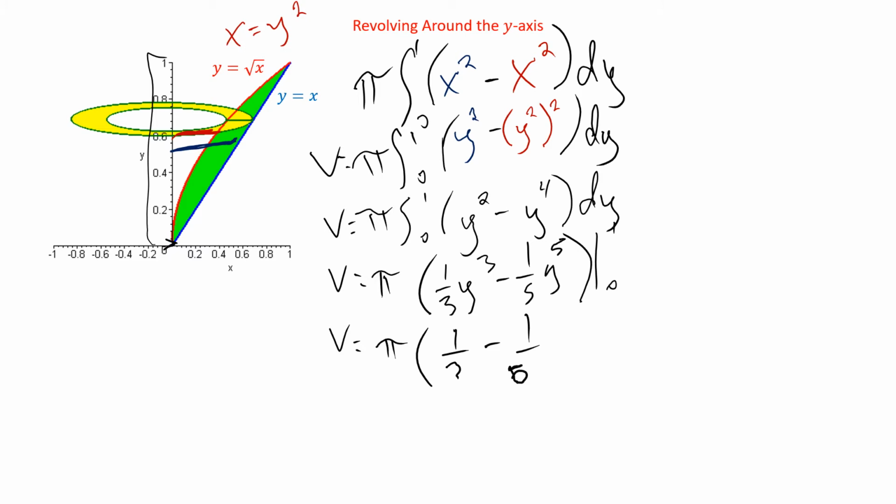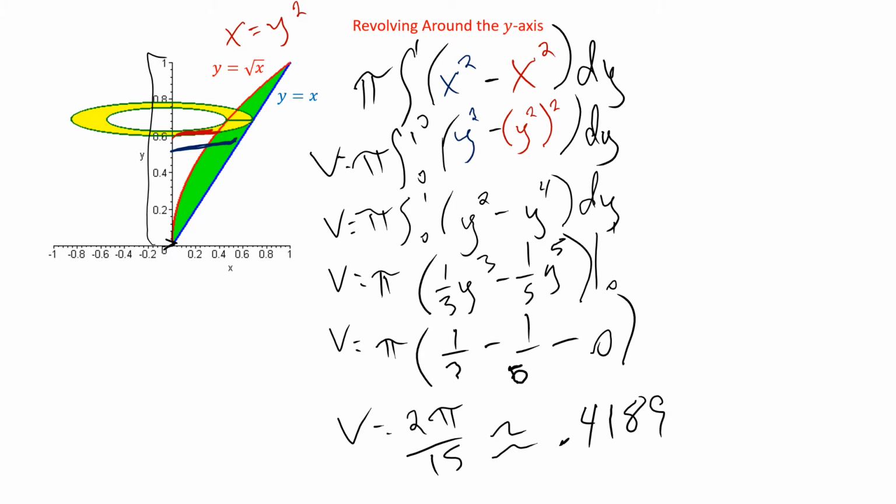There's a 5. And then minus, plug in 0. We get 0 for both of them. This is 5/15 minus 3/15, which is going to be 2/15. So we have 2 pi over 15. 2 times pi is about 6, divided by 15 is about 0.4189.